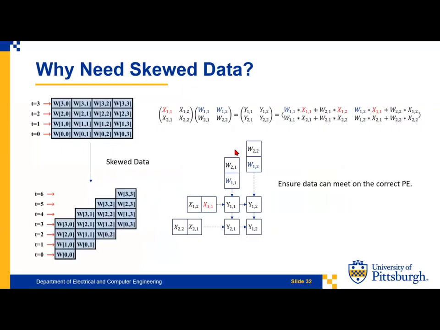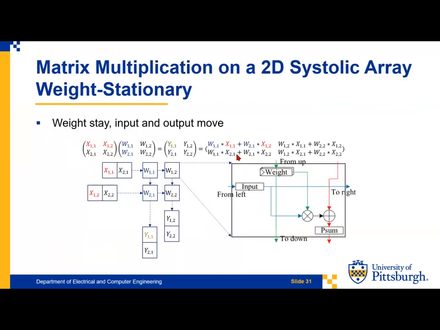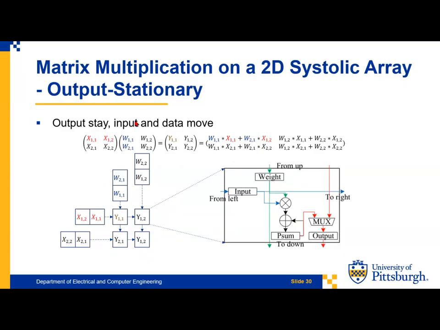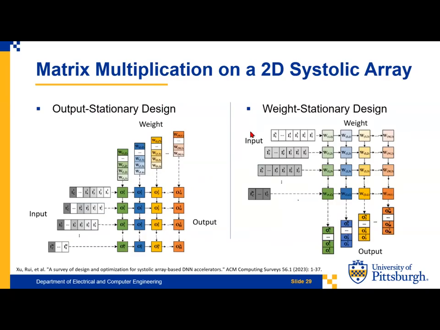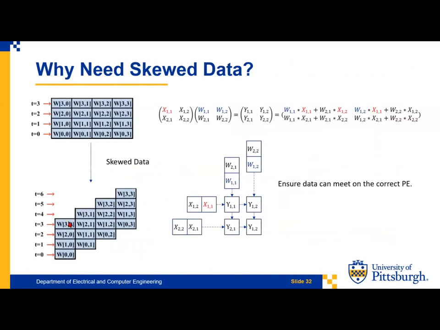And so, in the previous slide, we showed how to use the systolic array to do the matrix multiplication, and we have the output stationary design and weight stationary design. And maybe you could find that we need to skew the data format, right? We need to skew the data. Why do we need to skew the data? Because we need to ensure the data can meet on the correct processing element.